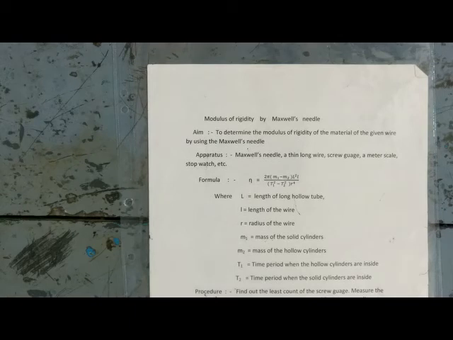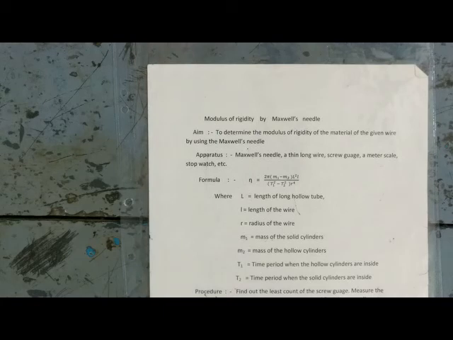In this experiment, I will first tell you the aim of the experiment. We have to determine the modulus of rigidity of the material of the given wire by using the Maxwell needle. This is the main aim of our experiment.